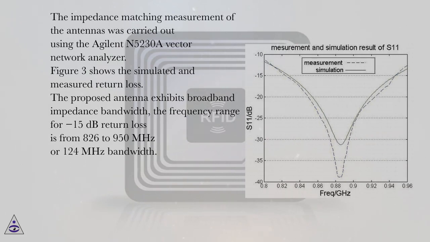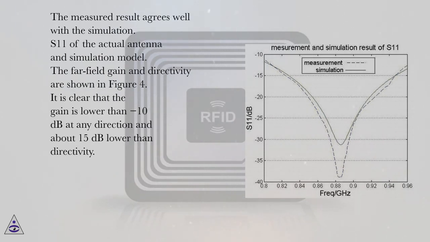The impedance matching measurement of the antennas was carried out using the Agilent N5230A vector network analyzer. Figure 3 shows the simulated and measured return loss. The proposed antenna exhibits broadband impedance bandwidth. The frequency range for -15 dB return loss is from 826 to 950 MHz, or 124 MHz bandwidth. The measured result agrees well with the simulation. S11 of the actual antenna and simulation model.